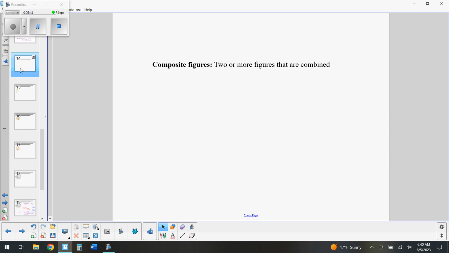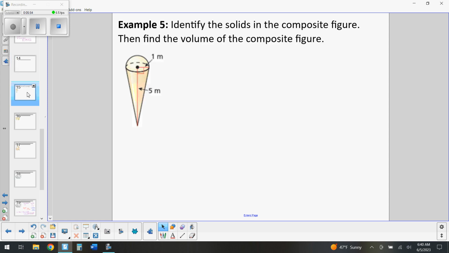So now we're going to look at composite figures, which is really two or more figures that are combined. So in our first one, we want to identify the solids in the composite figure and then find the volume. So the top of our shape is really a hemisphere, and the bottom of our shape is a cone. So I'm going to find the volume of each of these individual things.